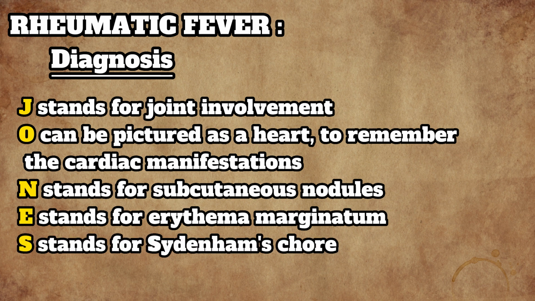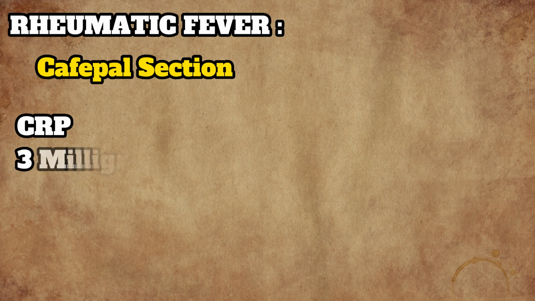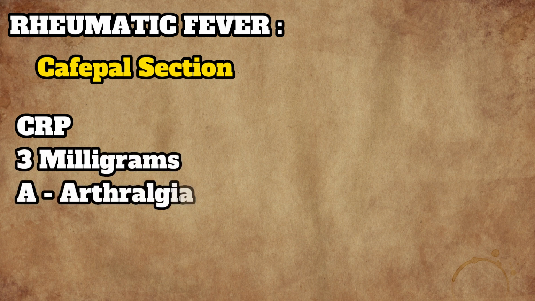And S stands for Sydenham's chorea. The minor criteria are provided by the CAFE PAL section. C denotes an elevated CRP above 3 mg per deciliter. A stands for arthralgia. As previously stated, collaboration is required.